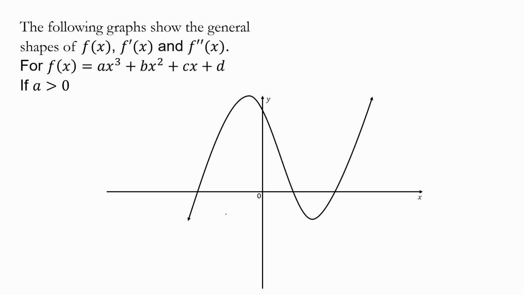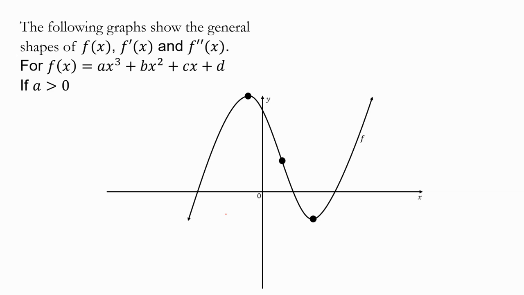This is the cubic graph. Okay, it has what? Turning points and the point of inflection. The point of inflection is the midpoint between the turning points. If you're looking at the x coordinates of these points, the x coordinate of the point of inflection is the midpoint of the x coordinates of the turning points.